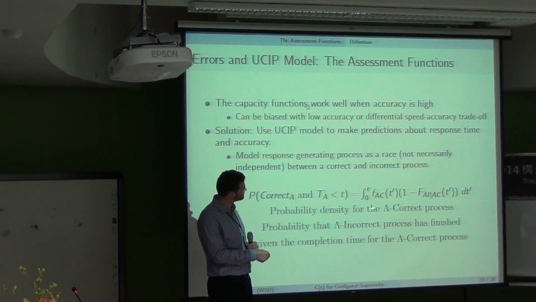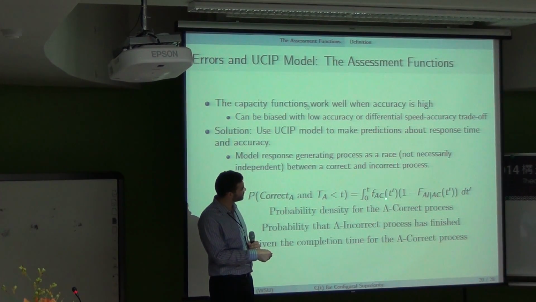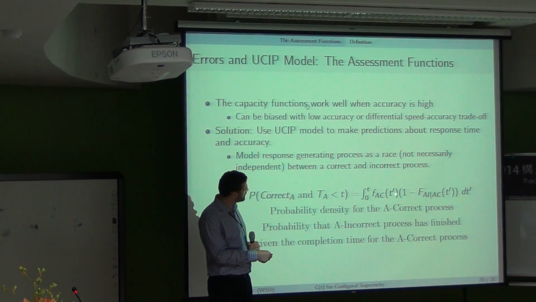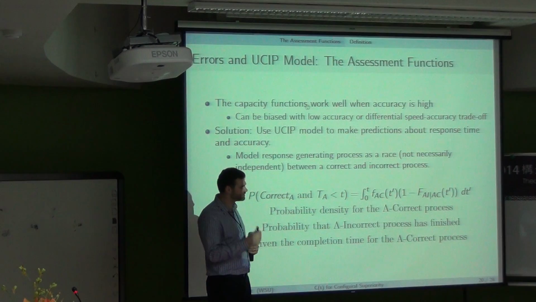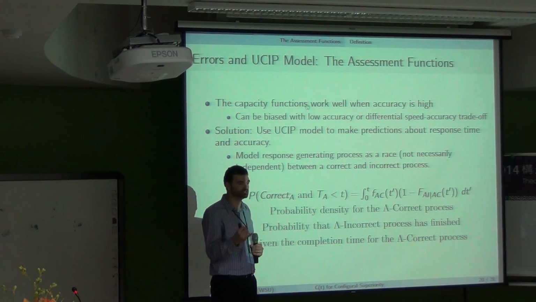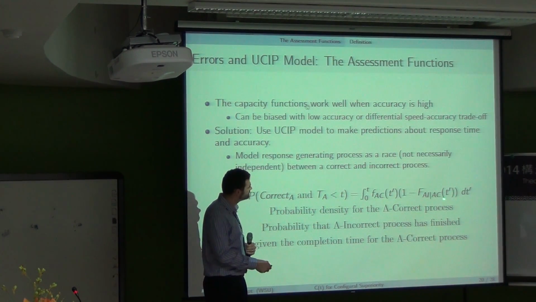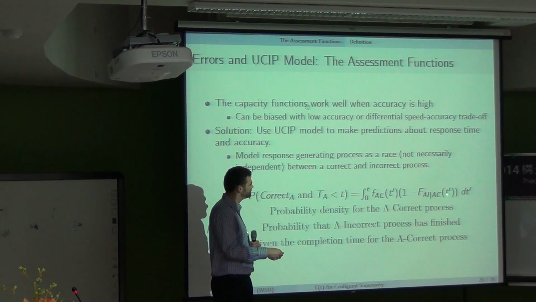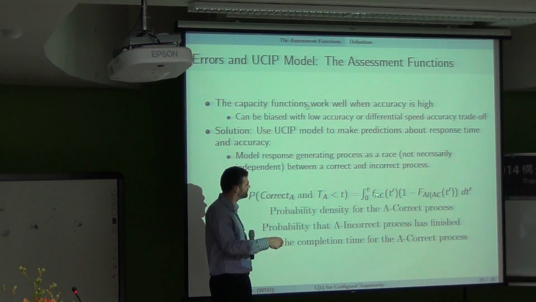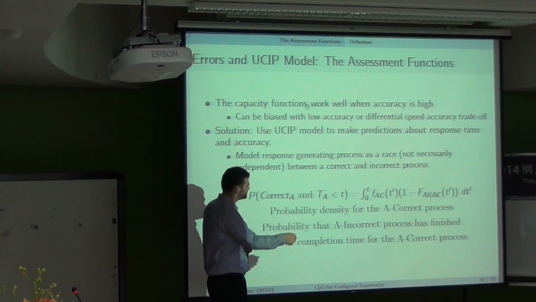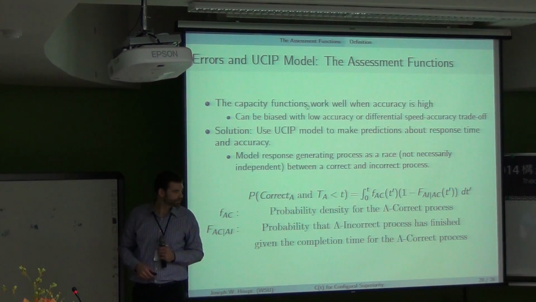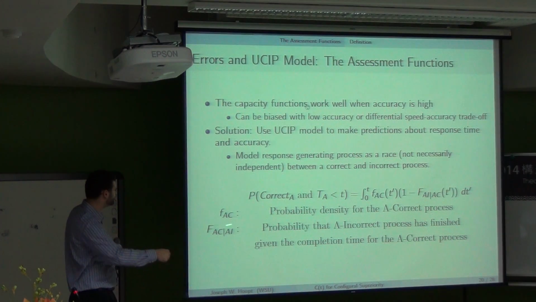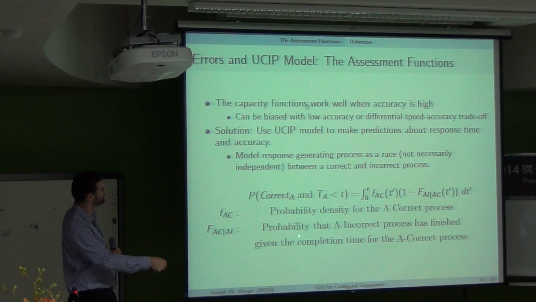The basic idea here is when I'm talking about the probability of being correct at a given time and being finished, sorry, the probability that the correct process is finished at a given time and the incorrect process has not yet finished, given that the correct one finished. And then we just want to add that up for all the possible times up to this t that I care about. So that's the basic component we're building in here. This is the density function for the correct process. This is the conditional cumulative distribution function for the incorrect process.